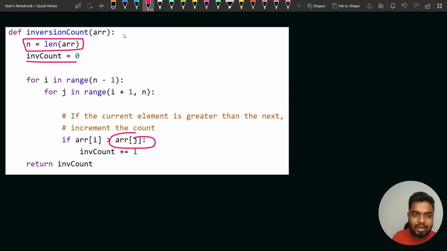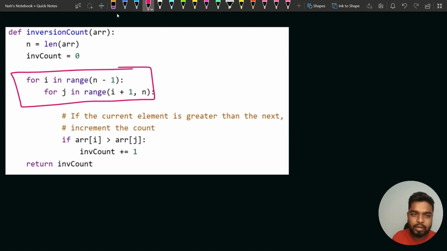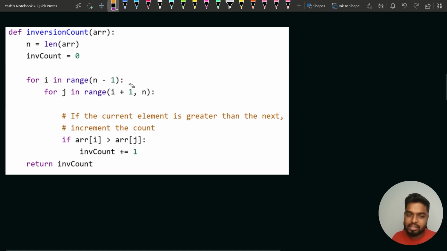If the ith element is greater than the jth element, then you increase the inversion count variable, and at the end you return the counter. This would take order of n square time, because we are using two loops, nested loops here.